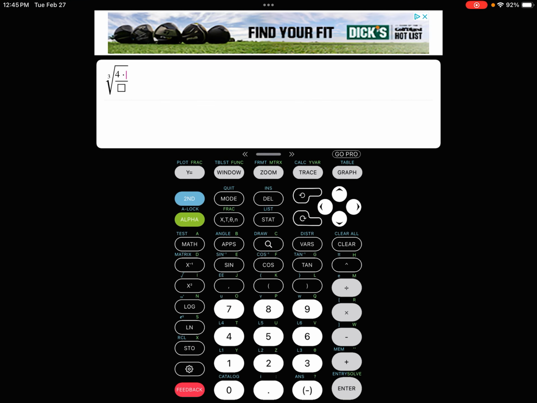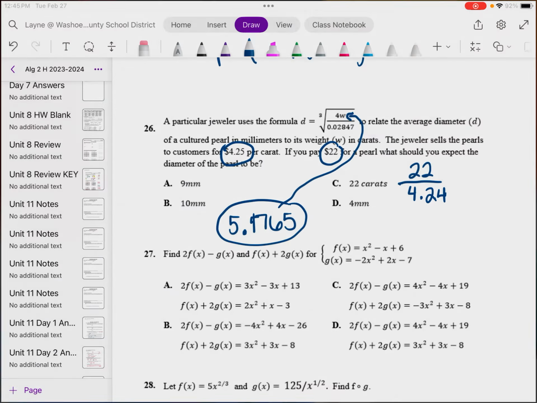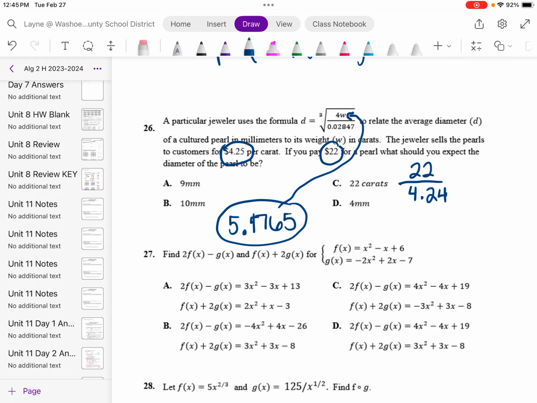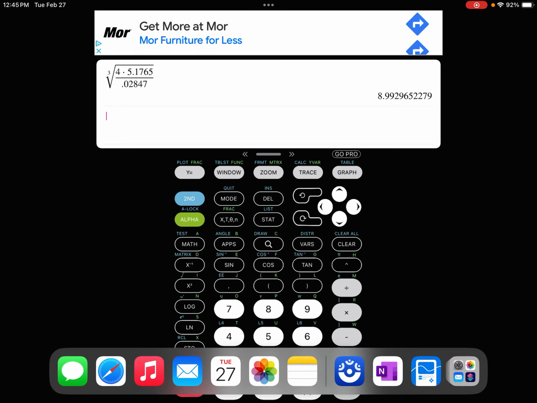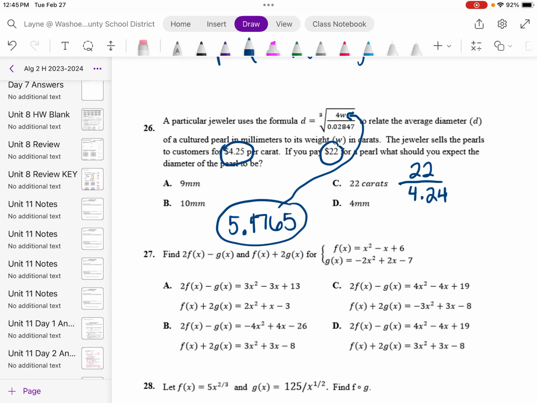5.1765 all over 0.02847. And I get 8.99, which is about 9 millimeters.